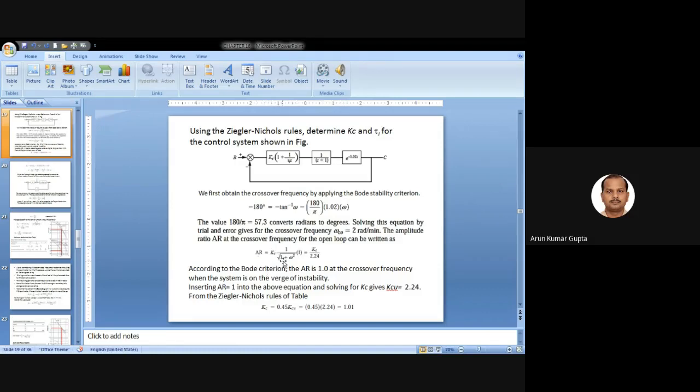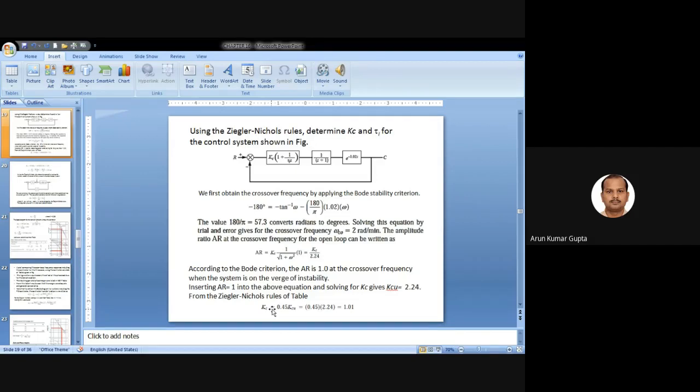AR corresponding to this is given as Kc upon root of 1 plus omega square, and when omega is equal to 2, this value is Kc upon 2.24, right? So if I take even the border case where AR should be less than 1, but I take AR equal to 1, so what is the value of Kc? If I take AR equal to 1, then the Kc value is 2.24. That is basically the ultimate value, Kcu. Okay, so if Kcu is known, what is the value of Kc?